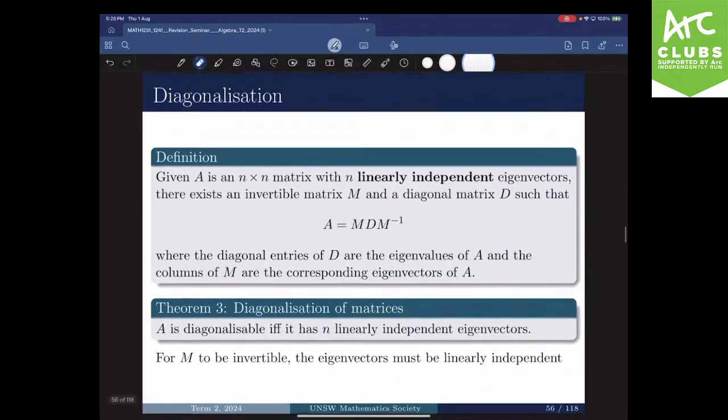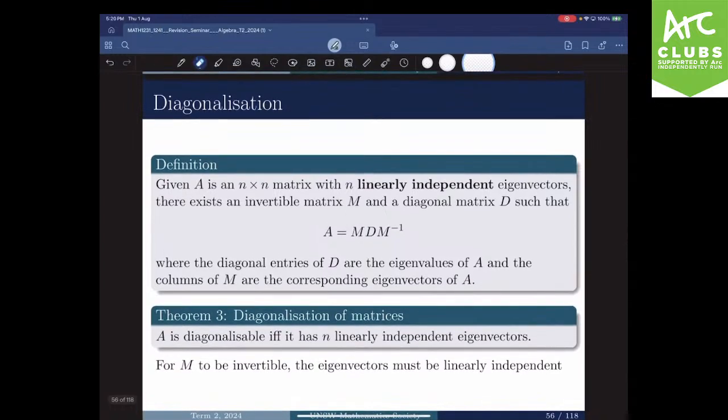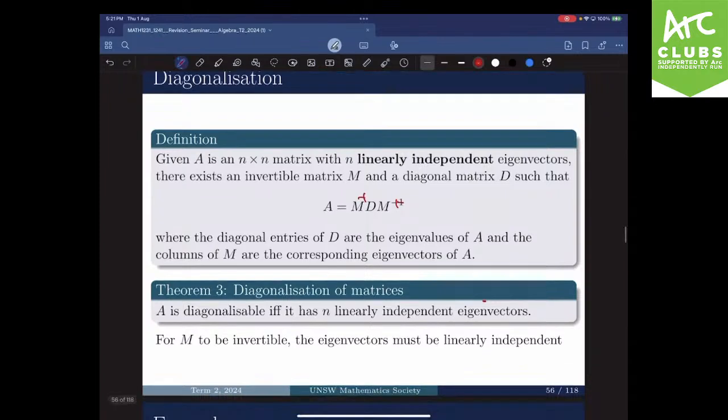Okay, anyways, it should be M inverse. Given A is an n by n matrix with n linearly independent eigenvectors, there exists an invertible matrix M and diagonal matrix D such that A equals M inverse times D times M, where the diagonal entries of D are the eigenvalues of A, and the columns of M are the corresponding eigenvectors of A. And we get that A is diagonalizable if and only if it has n linearly independent eigenvectors.